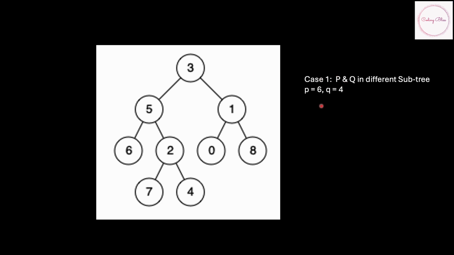So now let's take a case where P is 6, which is this node, and Q is 4. Now what we will do is we will start searching, a kind of pre-order traversing. So let's do it this way.